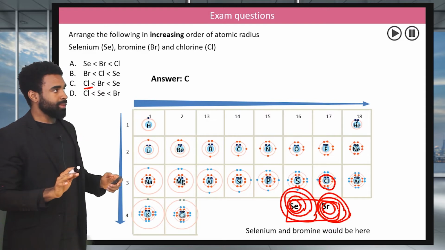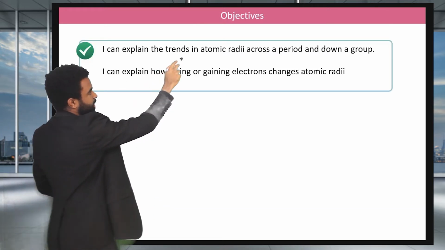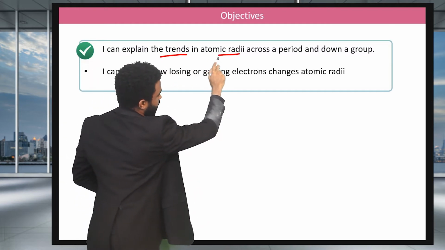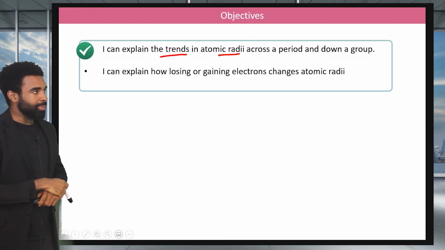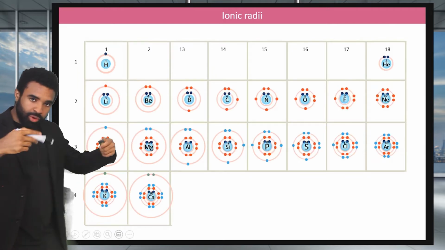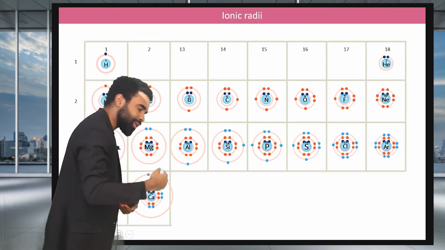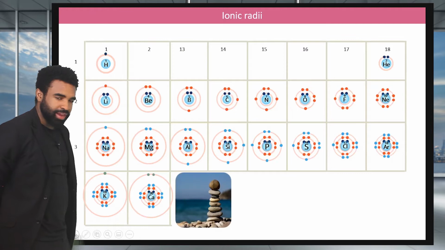Okay, I'd say now we're green light if you got all those questions right in terms of being able to explain the trends in atomic radii across periods and down groups. Let's move on to this next one now about ionic radii. So in order to understand what's going on with ionic radii, we need to recall what happens to elements on the periodic table in terms of their electronic behavior.